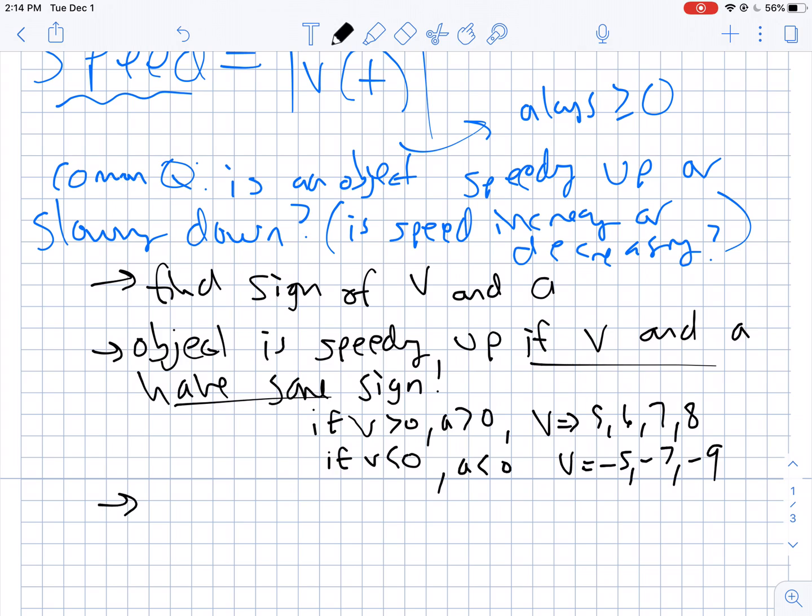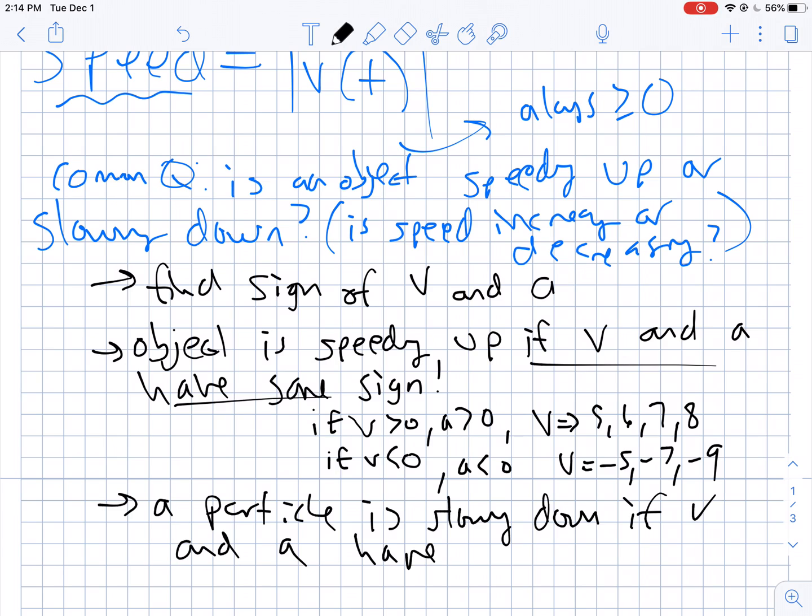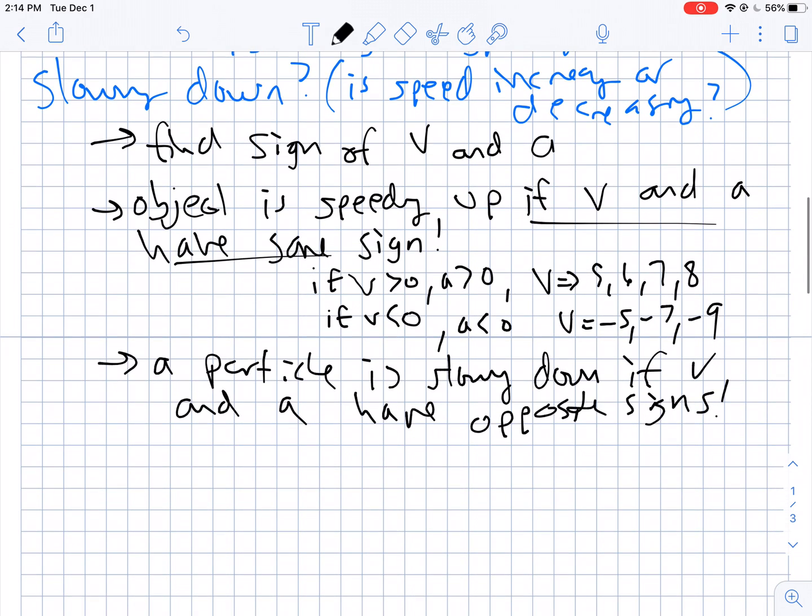And from the other perspective, a particle or an object is slowing down if your velocity and acceleration have opposite signs. So think of that as your velocity moving against your acceleration. Your acceleration is preventing you. Like if you're going forward and you hit the brakes, your velocity is positive, but your speed is decreasing. The brakes are having a negative acceleration backwards. Basically, they're exerting a negative force backwards on you.